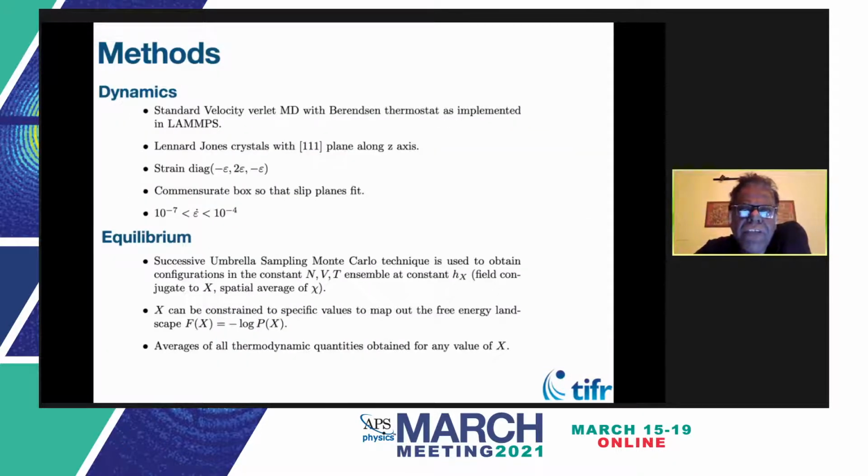So we have done molecular dynamics simulations of standard Lennard-Jones crystals, oriented properly, using standard velocity Verlet in LAMMPS. And for the equilibrium simulations, we have to do successive umbrella sampling Monte Carlo, because the stable and the metastable states are separated by huge barriers, and normal Monte Carlo or normal molecular dynamics cannot take you from one to the other. We also studied this in the NVT ensemble at a constant field Hx, which is just the thermodynamic conjugate to the intensive order parameter x. We can constrain this x to various values and calculate the probability distribution of x, and the negative logarithm of that gives us an effective free energy.